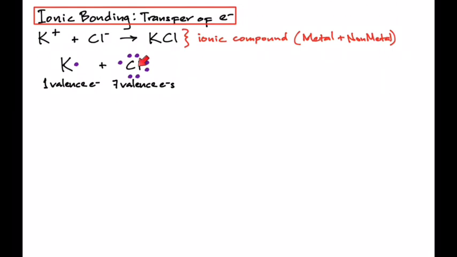And how does chlorine get another valence electron? Well, from the metal potassium. And so this potassium will transfer its valence electron to the chlorine, satisfying the octet rule. So now we have a chloride ion, which has a full octet, and the potassium also now has a full octet because its outermost shell is now complete.